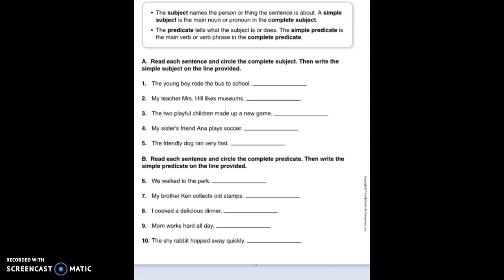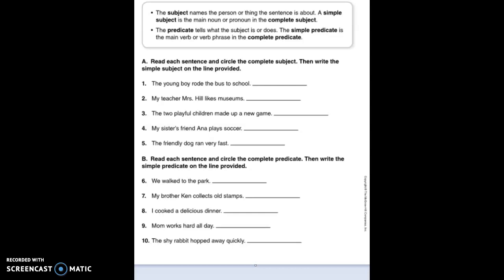Number 2 says, my teacher, Mrs. Hill, likes museums. What is the subject in sentence number 2? Write it on your paper. Number 3, the two playful children made up a new game. What is the subject in number 3? Write it on your paper.